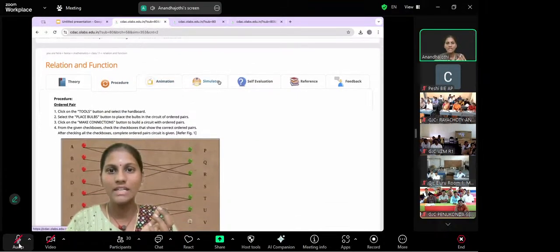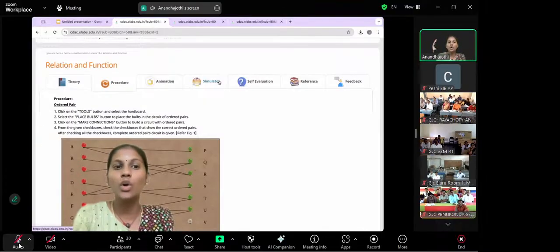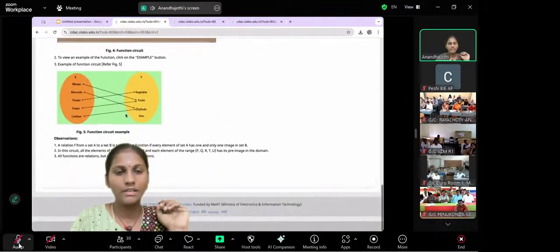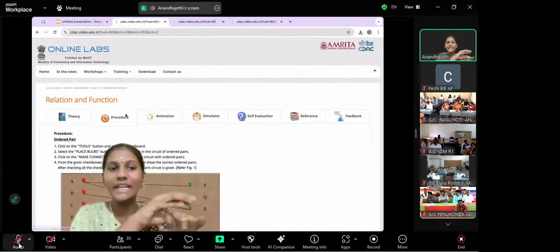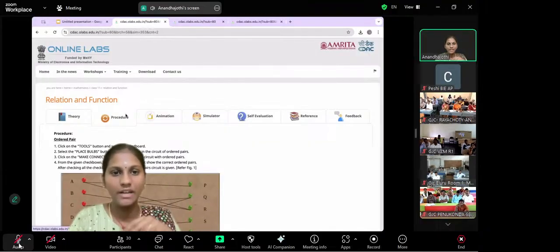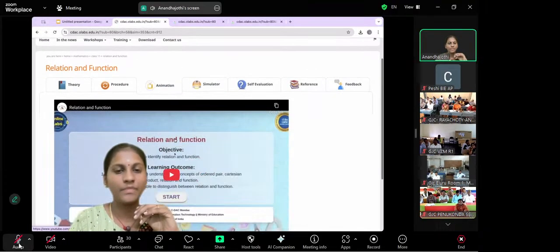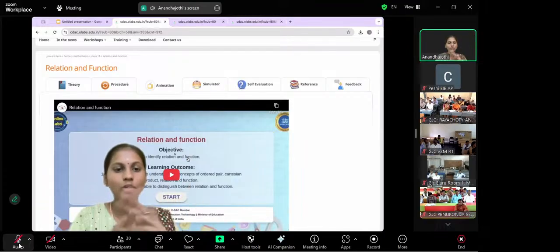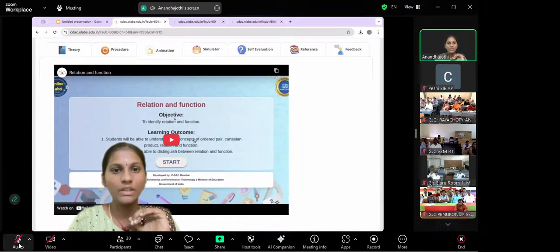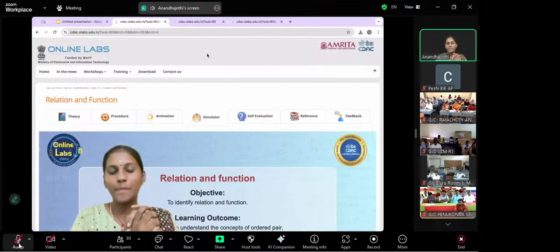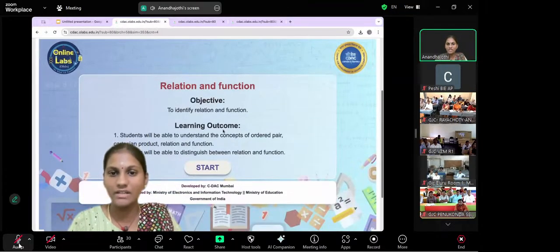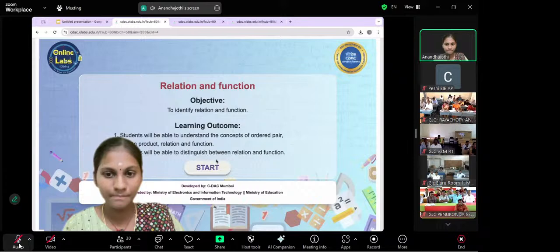See, here is a simulator, we are going to use that, right? For that simulator, we have to know how to use it, so here is a procedure. We can learn from this how to use the simulator. The next thing is the animator. If somehow we are not able to simulate, we can easily show this video to our students. This is an animated version, right? And finally the simulator. See, it is a simulator for relation and function. Shall we start? Yes.